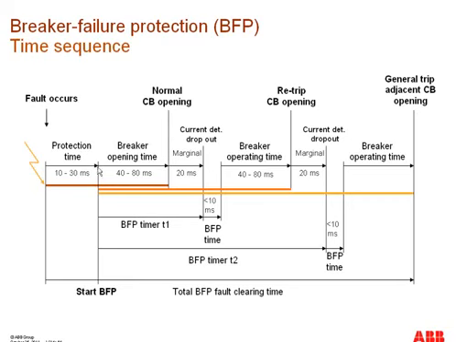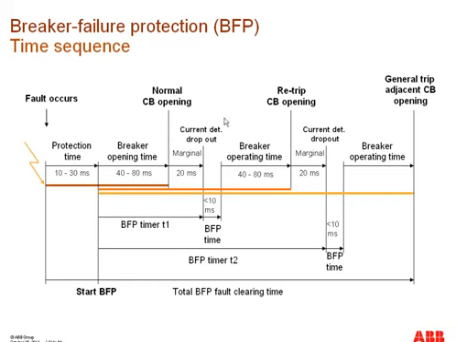And from that point, the breaker failure timers T1 and T2 start. And 40 to 80 milliseconds is the breaker opening time, and then we give a little bit of margin, about 20 milliseconds. And if the current is still there at the end of the timer T1, then a retrip signal is given out.